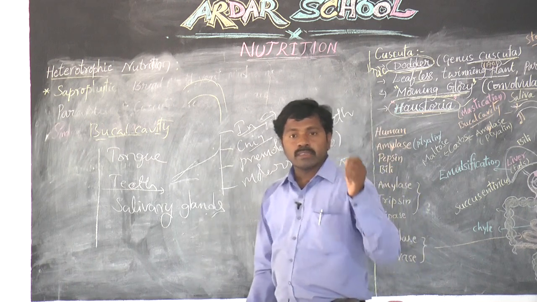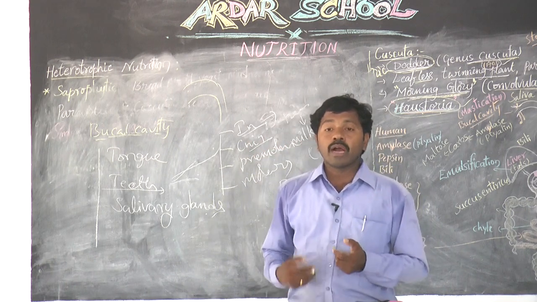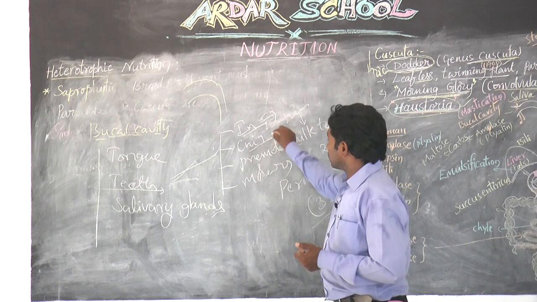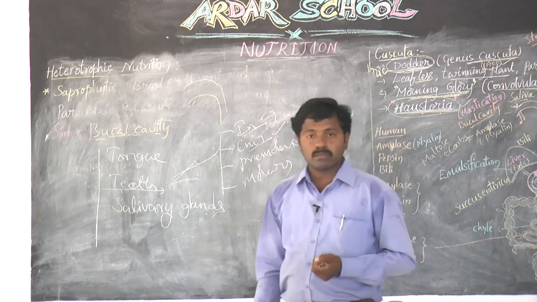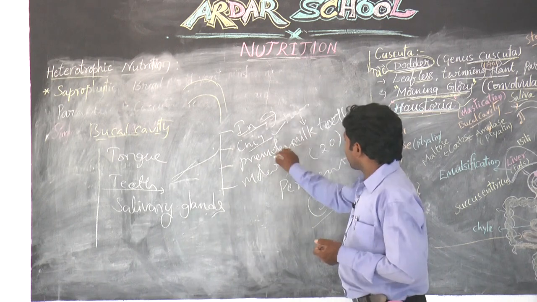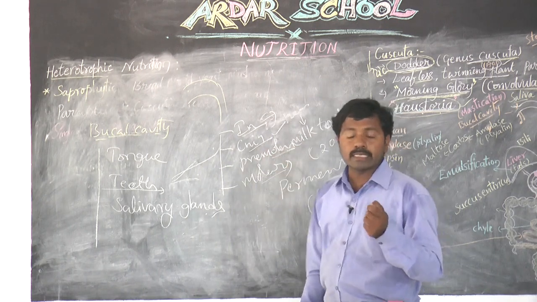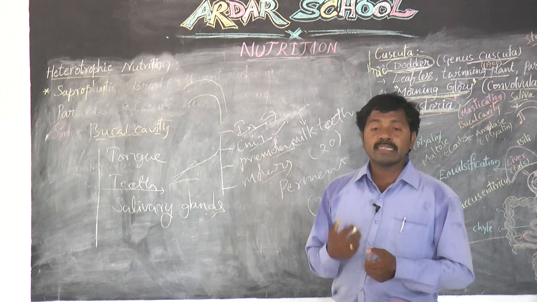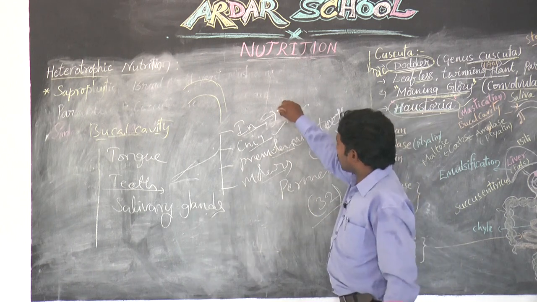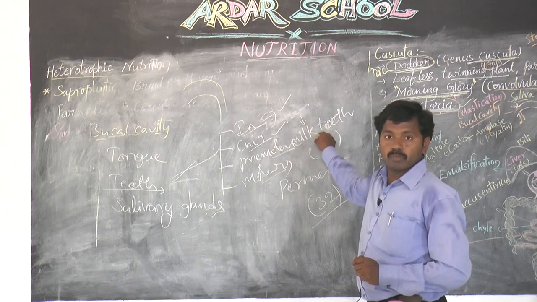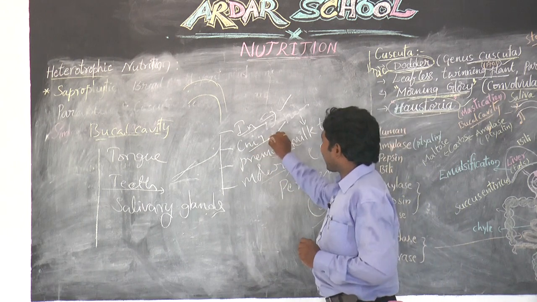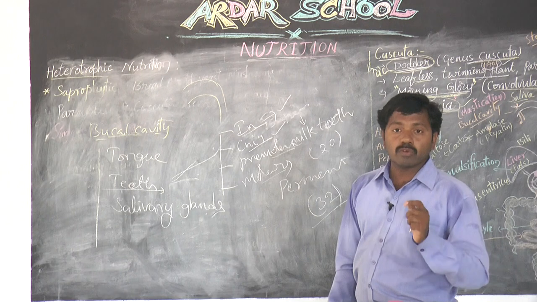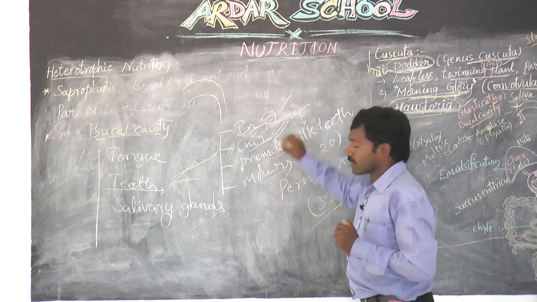Canine. These canine teeth are very helpful in carnivorous animals for tearing the flesh. Next one, premolars and molars. These are very helpful for grinding and crushing. If you observe, incisors are very developed in herbivores. Next one, canines. Canines are very helpful to carnivorous animals for tearing the flesh.